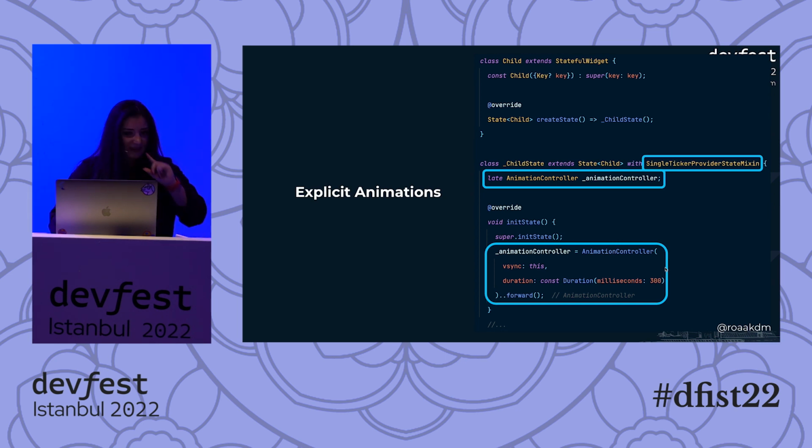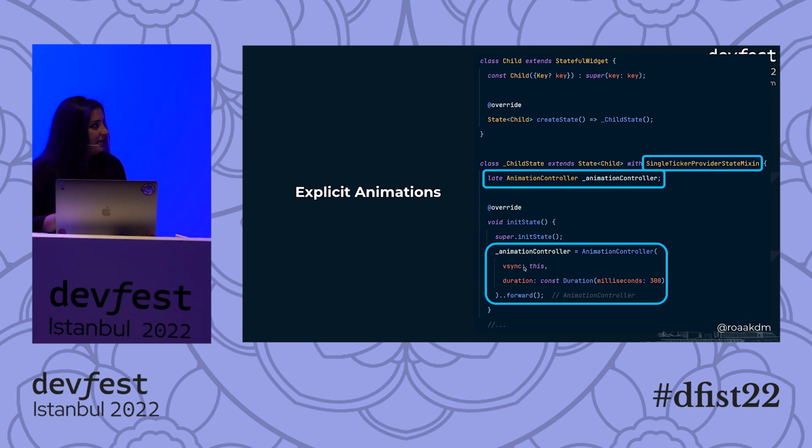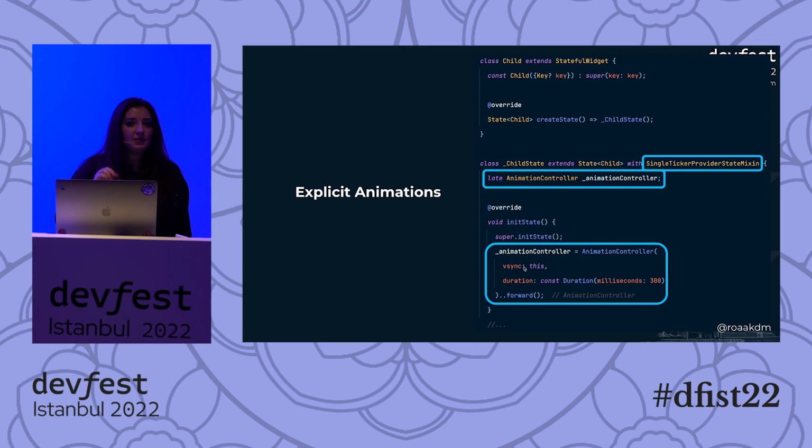animation controller. The animation controller takes a vsync value, and this vsync value is not so scary. It just hooks the widget to the Flutter's 60 frames per second rendering and allows the animation to run. And on that animation controller, you can call forward, you can call reverse, you can call whatever you want to tell the animation when to animate.